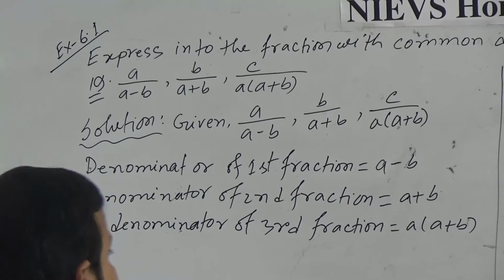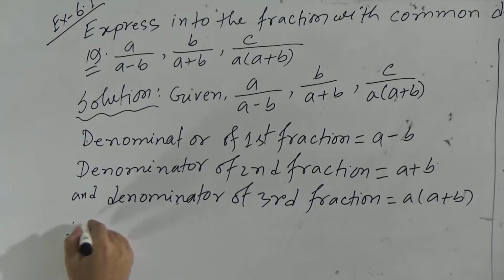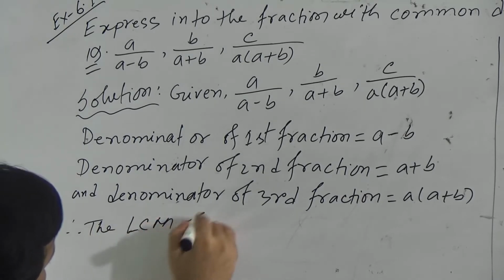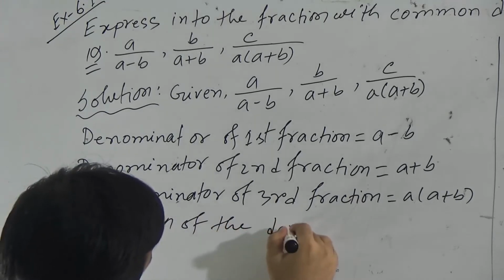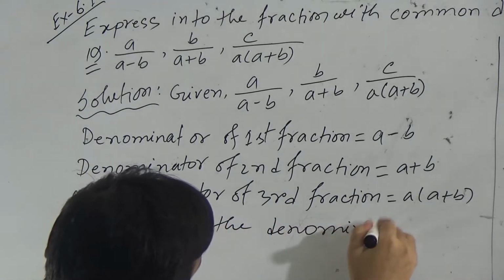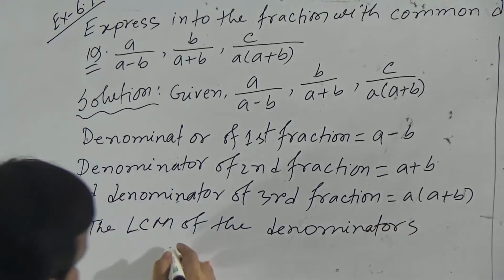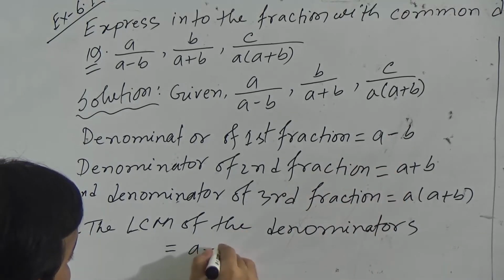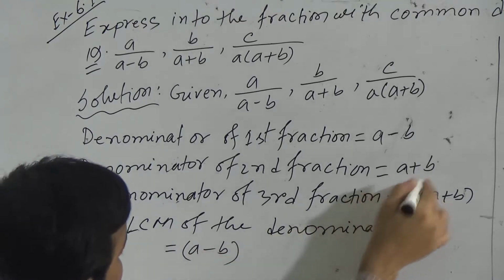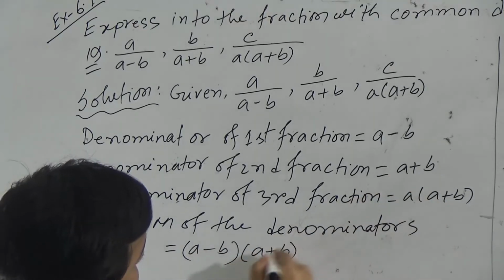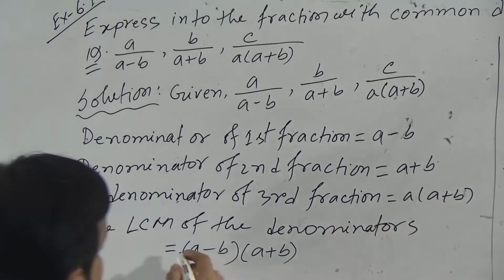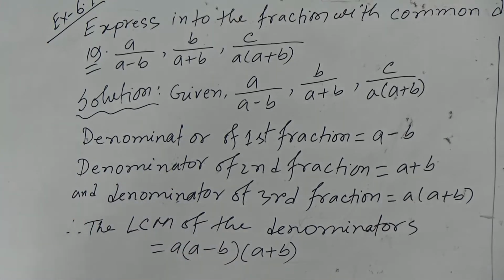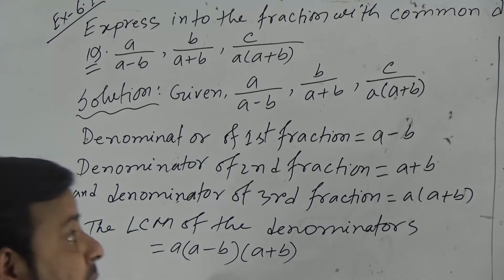So we just need to find the LCM of the denominators. Therefore, the LCM of the denominators will be, at first I take the first one, then the second one, a plus b, and here is a into a plus b. So at first we can take a into a minus b into a plus b. This is the LCM of the denominators of the given fractions.